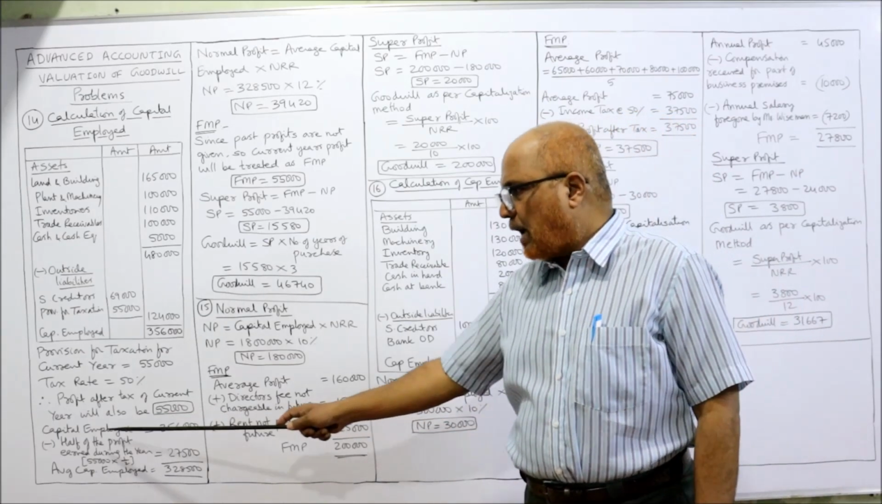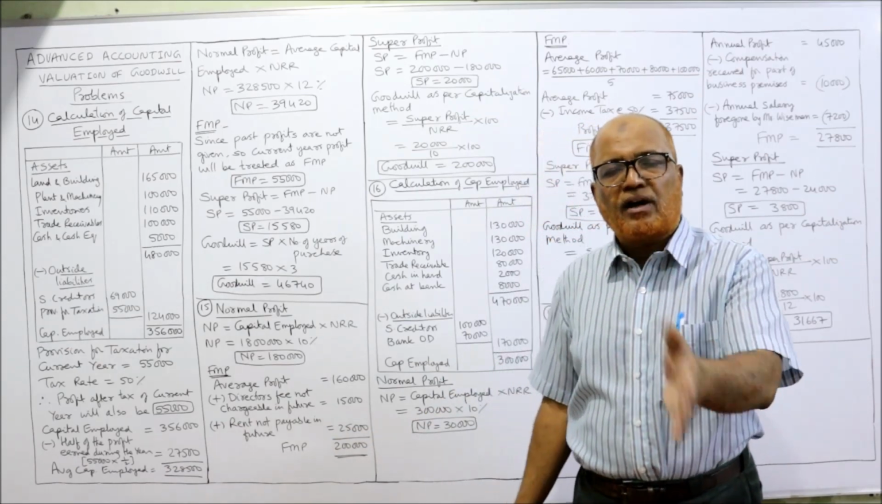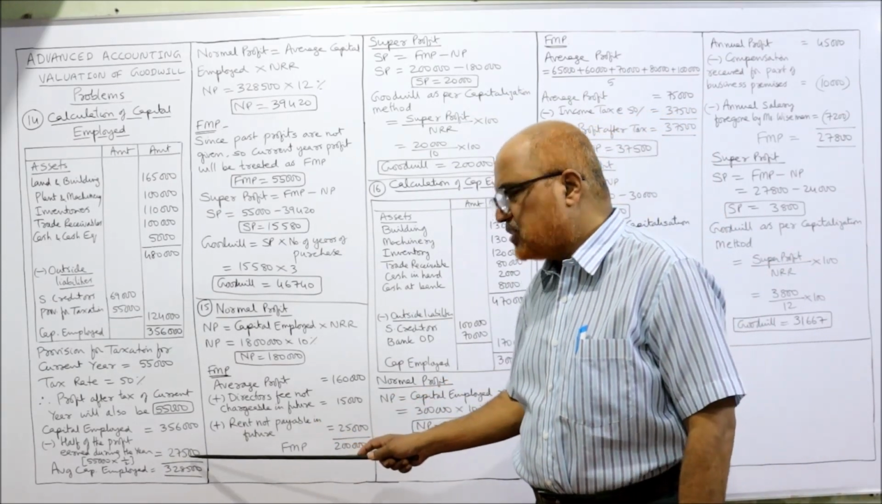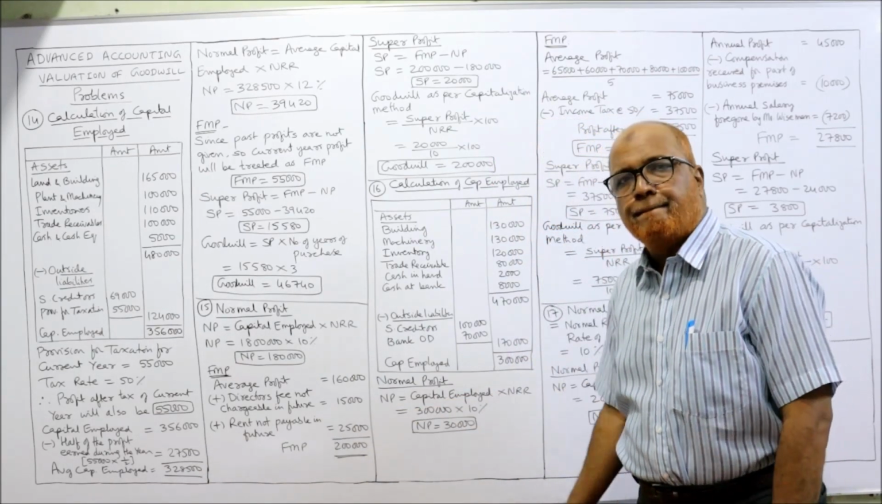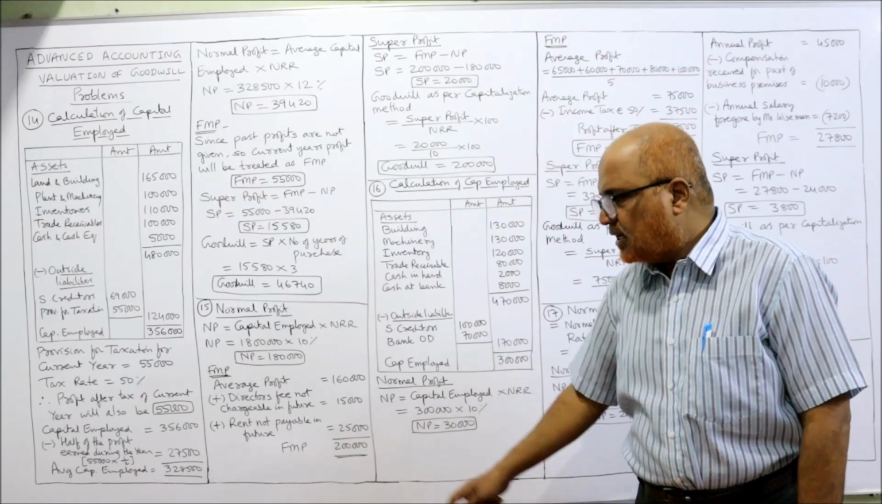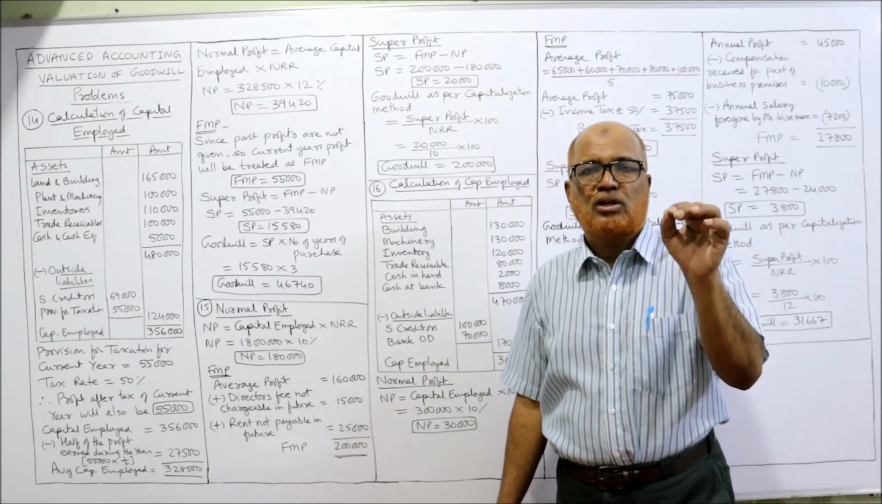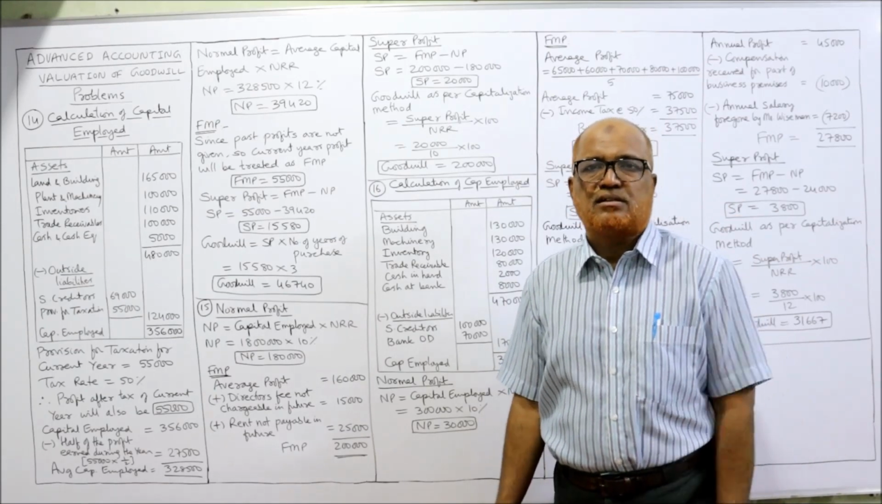Right? Now, capital employed at the end of the year 3,56,000, out of which half of the current year profit we subtract. The half of the current year profit is 55,000 into half, 27,500. Deduct 27,500, 3,28,500. This is the average capital employed or average capital invested.